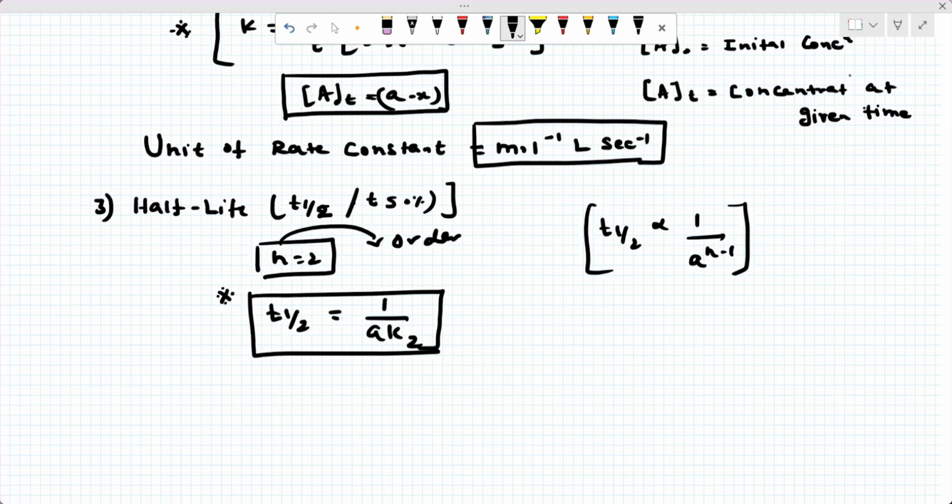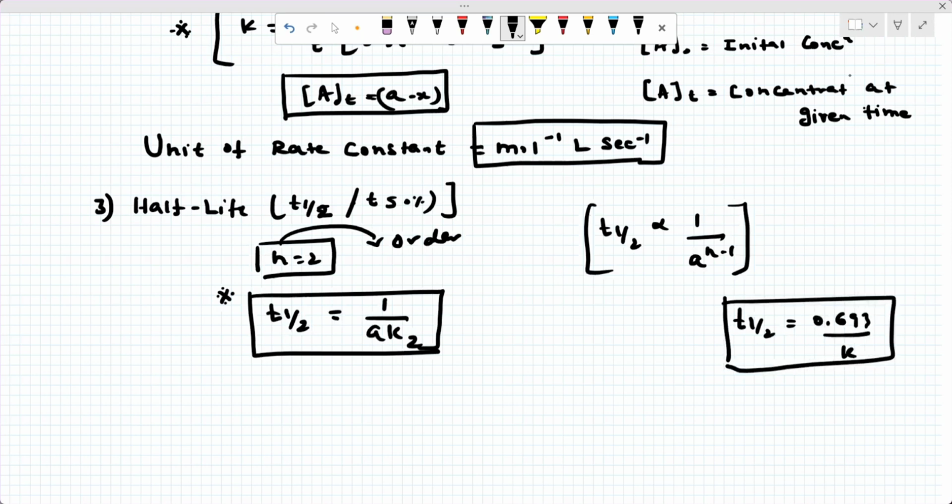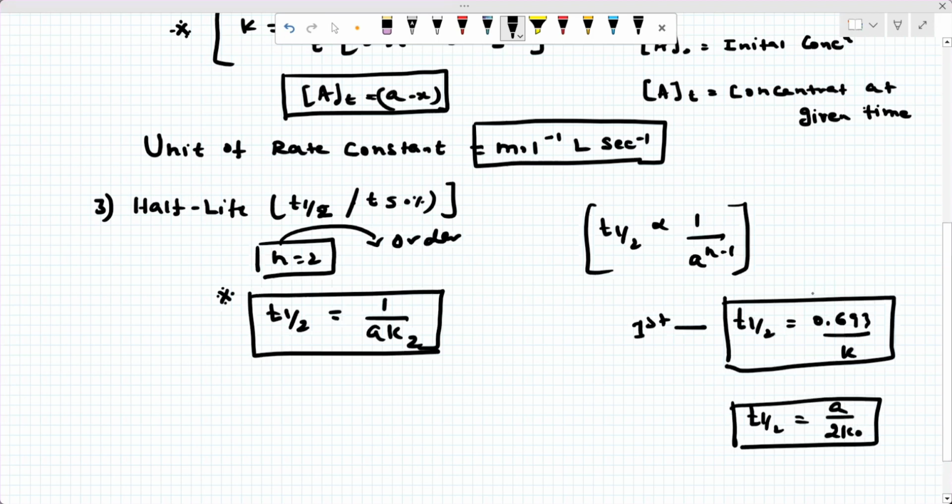Please note, what is T half for first order reaction? T half is 0.693 by K. This is first order reaction. What about zero order reaction? For zero order reaction, T half is equal to A by 2K naught. This is for zero order reaction, and the earlier one is for second order reaction.